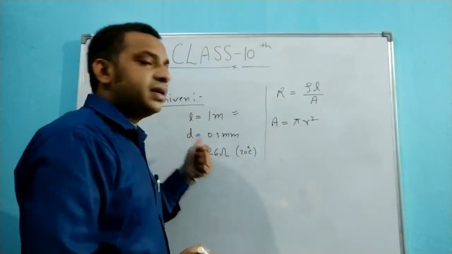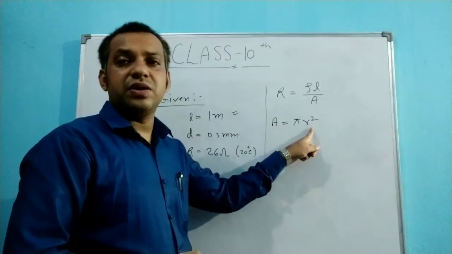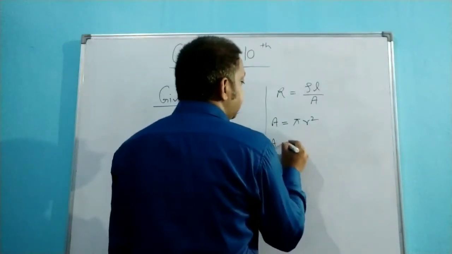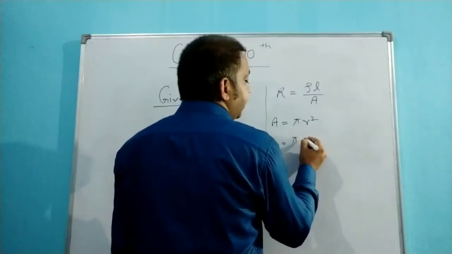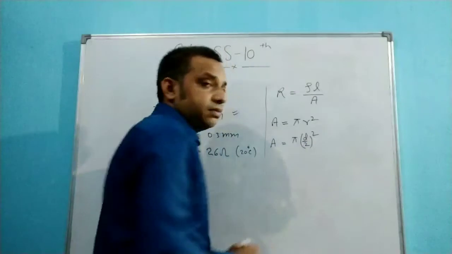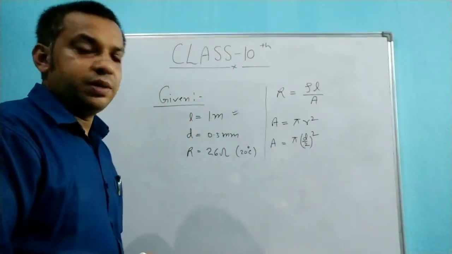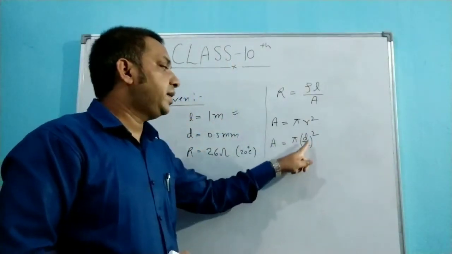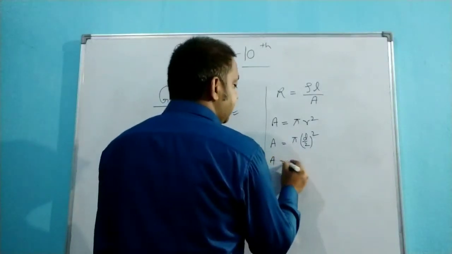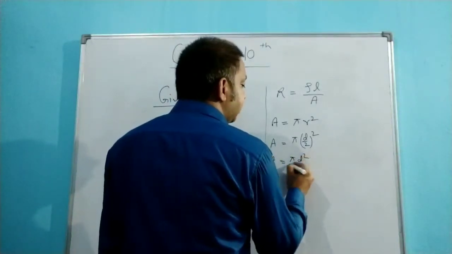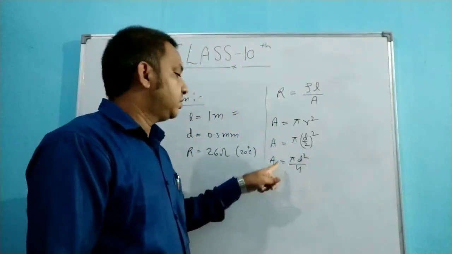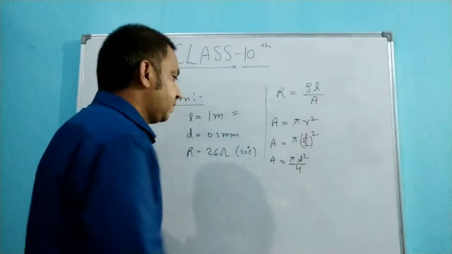But here the diameter is given. So in place of r, you can use the term diameter. So A is equal to pi, and in place of r, you can write d by 2, squared. Clear? So in place of r, you write d by 2, and you will get area of cross section as pi d square by 4. So this is your area of cross section. Put the area of cross section here in the formula.